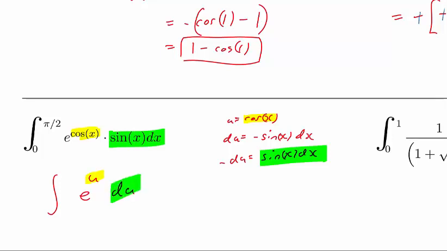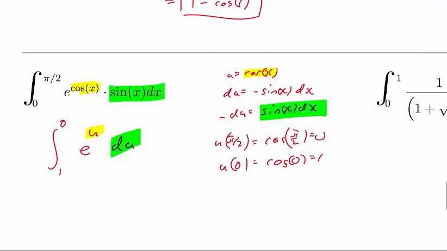Now let's take a look at our bounds. U of pi over 2. Well, that's the same thing as cosine pi over 2, which is 0. And then u of 0, which is the same thing as cosine 0, which is 1. So we're going from 1 down here to 0, right? And note, we've got the bigger number on the bottom. We've seen this before. We can rewrite this as negative integral from 0 to 1 of e to the u du.